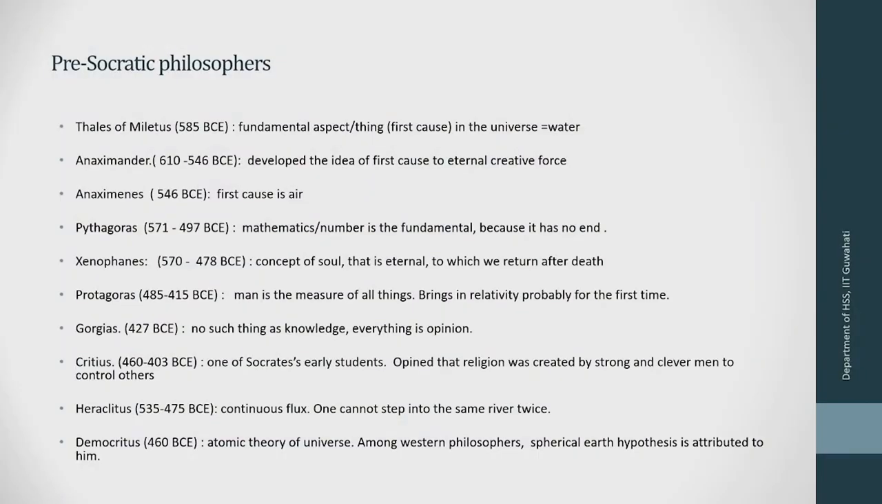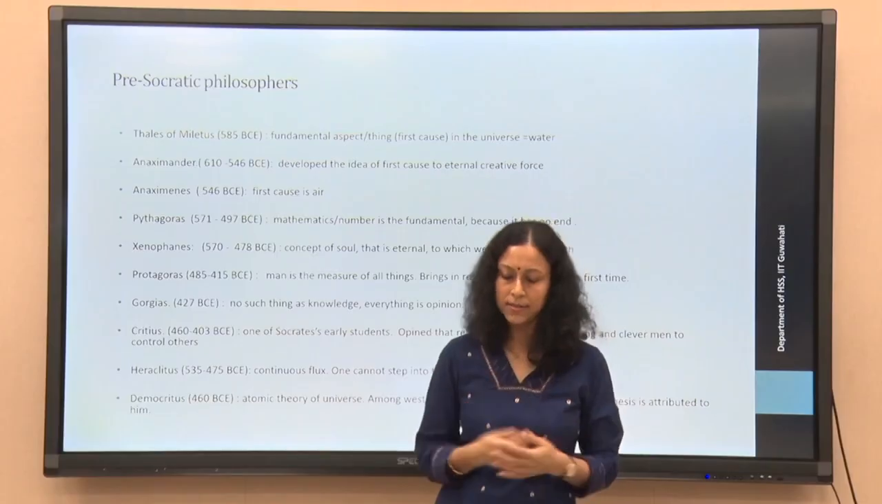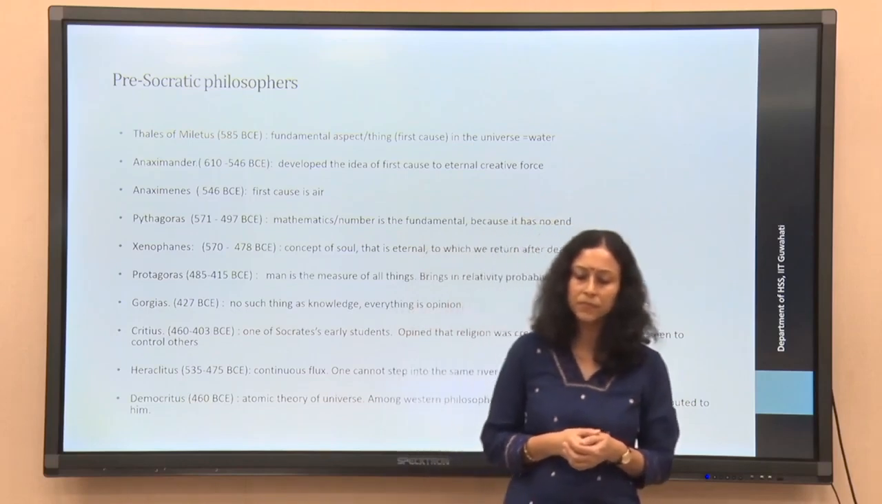In the Greek tradition of pre-Socratic philosophers, we see a similar kind of distinction made into knowledge of the worldly affairs and knowledge of the transcendental. Here I have added a few names of the most important scholars in the pre-Socratic era. You can see some of them, of course, talked about the fundamental aspect of the universe and the debate on those fundamental aspects. For example, somebody said it is the water, somebody said it is the air and so on.